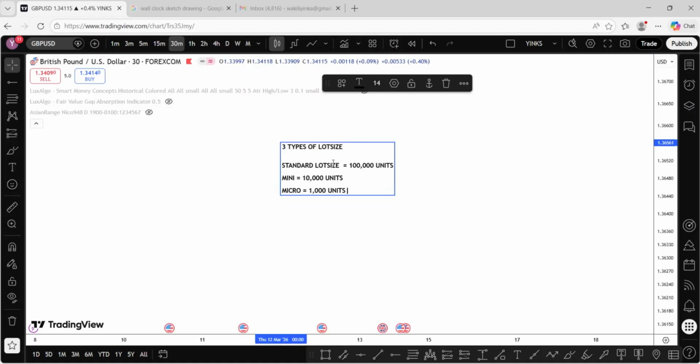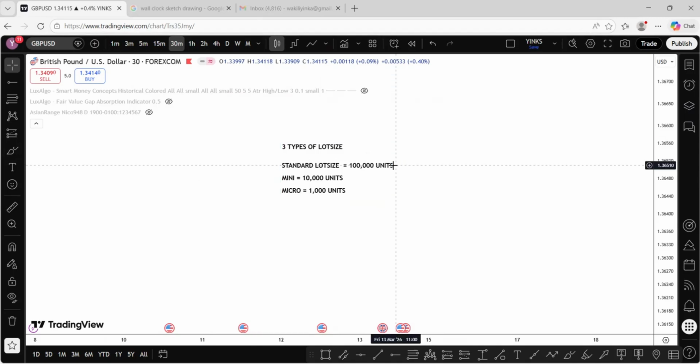Now, the standard lot size equals what? 100,000 total units. That makes up one standard lot size. For the mini lot size, 10,000 total units makes it up. For the micro lot size, 1,000 units, right? Now, this total unit you're seeing in the lot size for a standard, it is equivalent to what? $10.